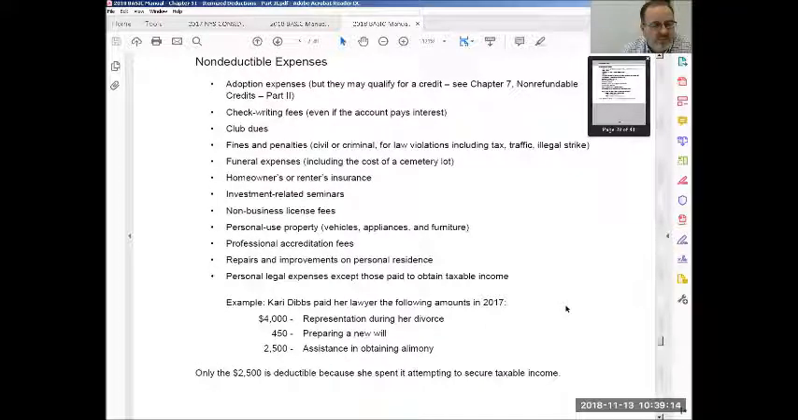An example down there: Carrie Dibbs paid her lawyer the following amounts. $4,000 for her divorce, $450 for a new will, and $2,500 in assisting obtaining alimony. She only gets the $2,500. Basically, you can only deduct expenses that are going to generate income. That is basically the way to think about those 2%.